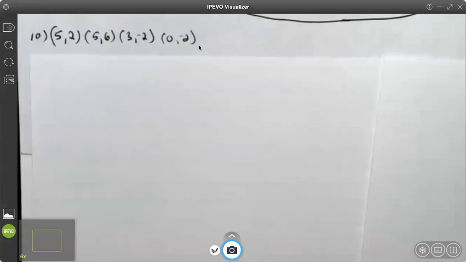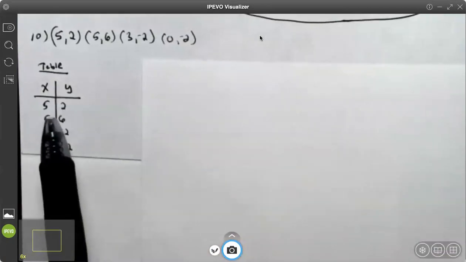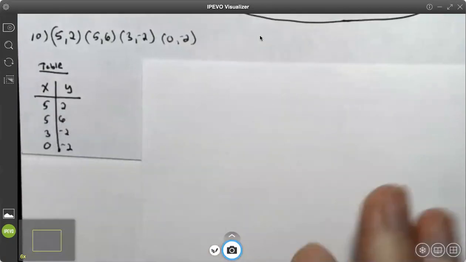Think about these ordered pairs. What would be your domain? 0, 3, and 5. What would be your range? -2, 2, and 6. Is it a function? No. Your x value of 5 has two different y values. It has a y value of 2, and your x value of 5 has a y value of 6, so it's not a function. Here's the same thing as a table. Your 5 has two different y values.